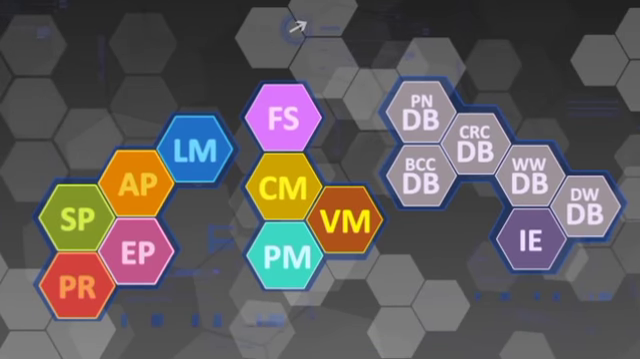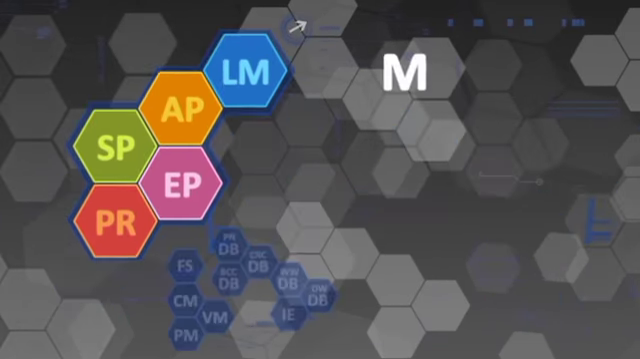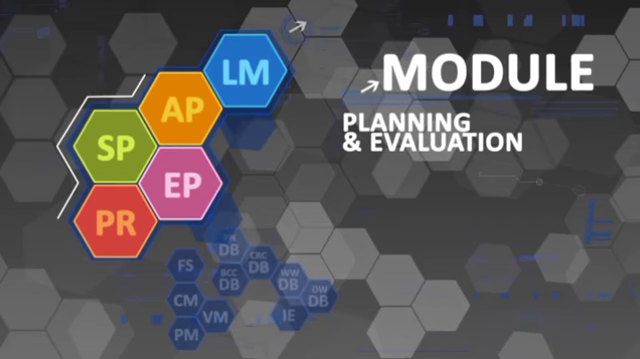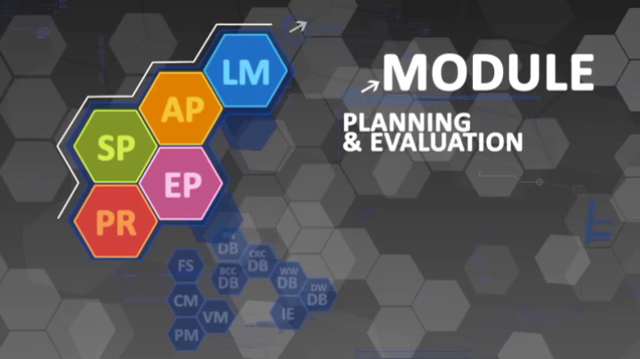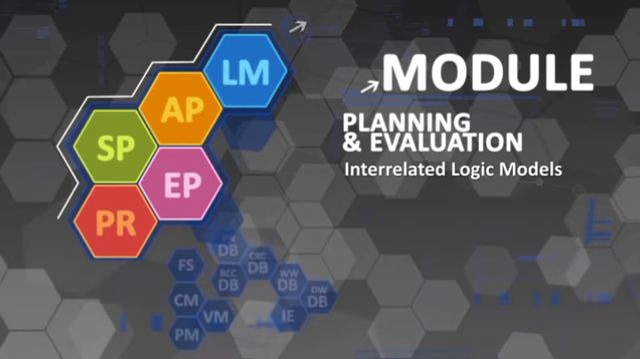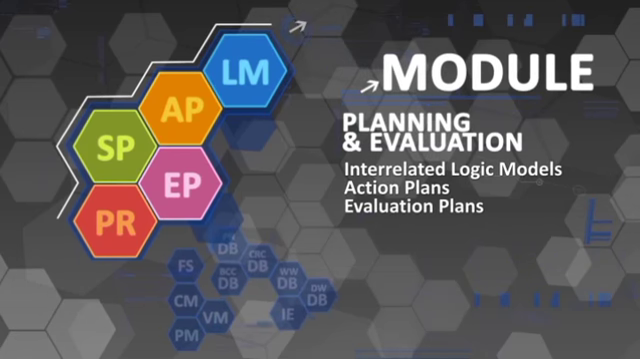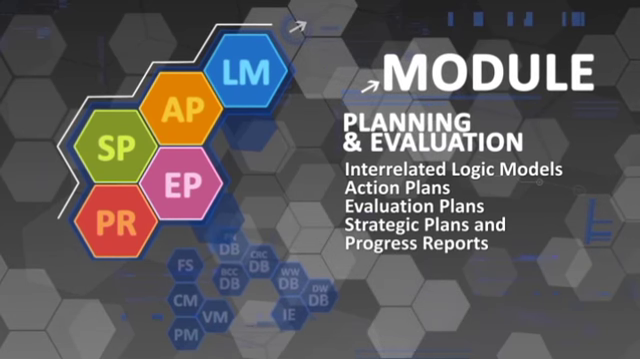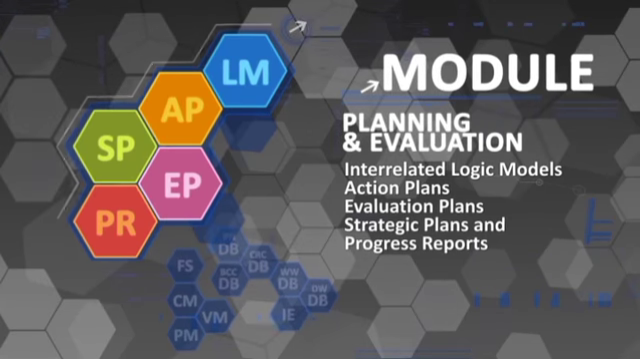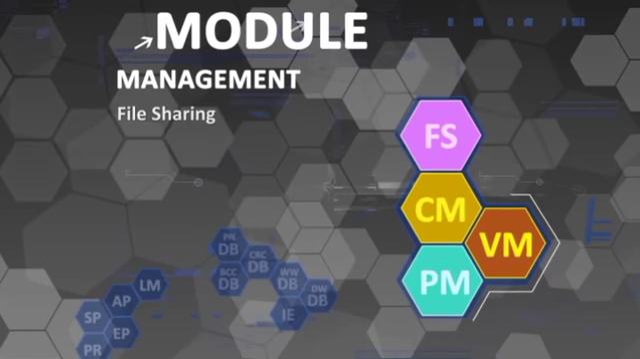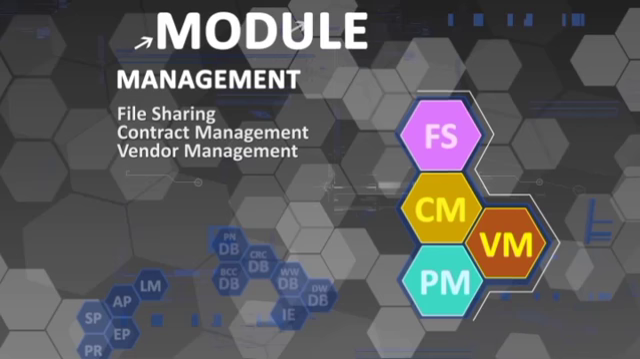Catalyst contains 3 cloud-based modules that are accessed over the internet through your web browser. The first module is Planning and Evaluation, which is the keystone for the built-in collaborative evaluation capacity that defines the system. The module includes interrelated logic models, action plans, evaluation plans, strategic plans, and progress reports both within program and between multiple programs. In the Management module, you have file sharing, contract, clearance and vendor management, and policy monitoring.